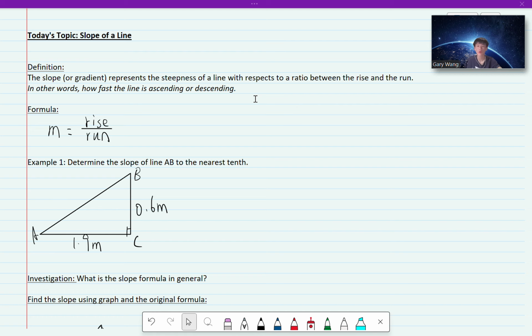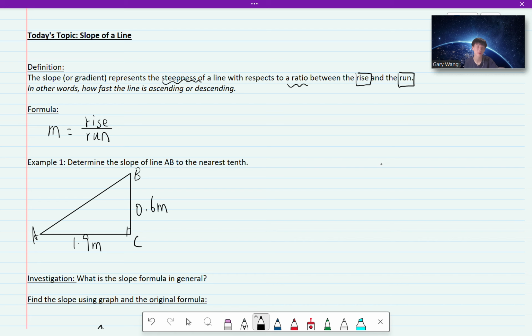So the slope or gradient represents the steepness of a line with respect to a ratio between the rise and the run. So the two key terminologies we should know are steepness and ratio. And the rise and run, we will delve into those two parts very soon in today's video. So in other words, slope represents how fast the line is ascending or descending.